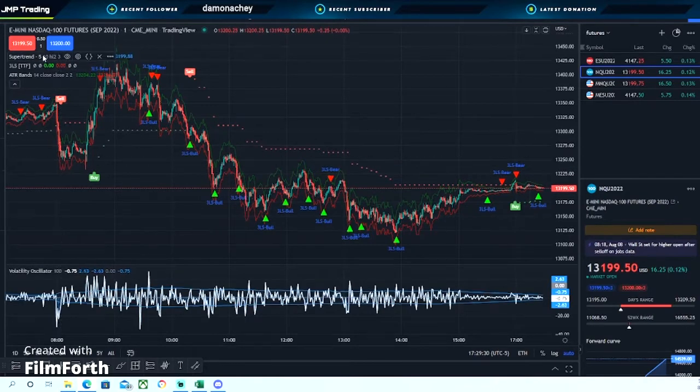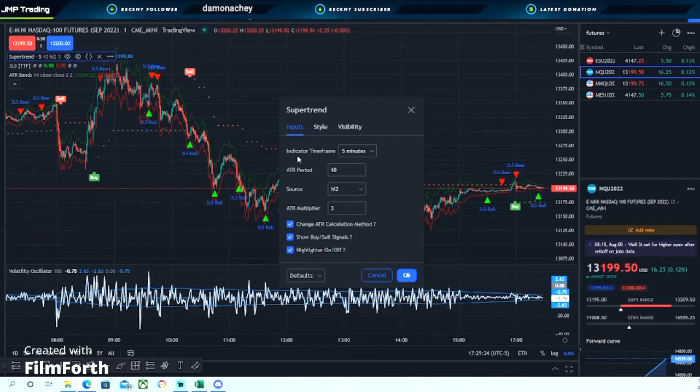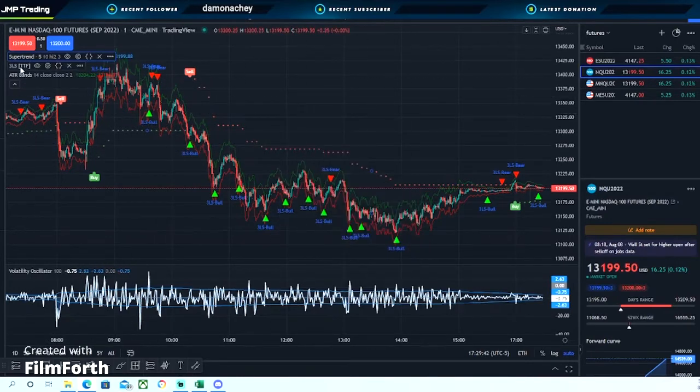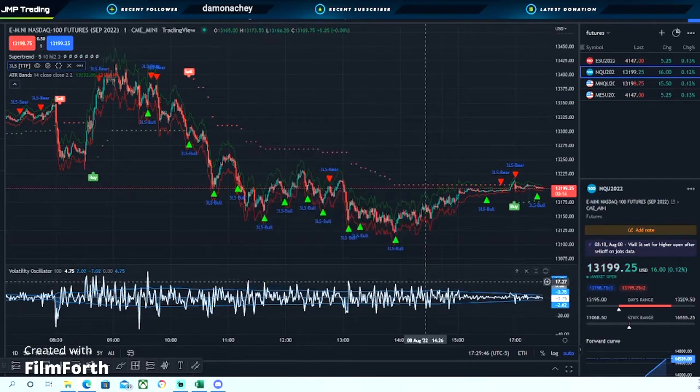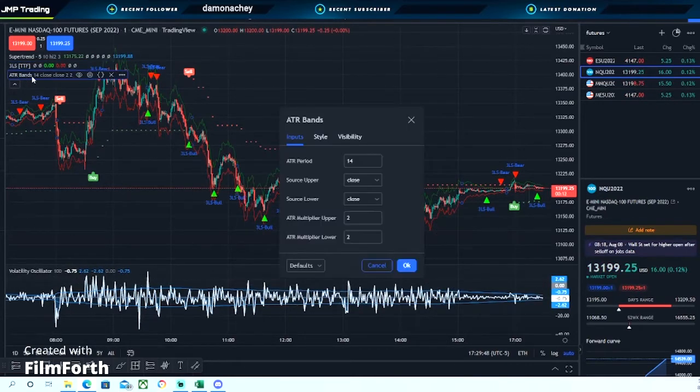So the settings for these, for the super trend, we're just going to change the indicator time frame to 5 minutes. Three-line strike is on default settings. ATR bands, we're going to change the ATR multiplier upper and lower to 2 on each of those. By default it's set to 1, so change those to 2.